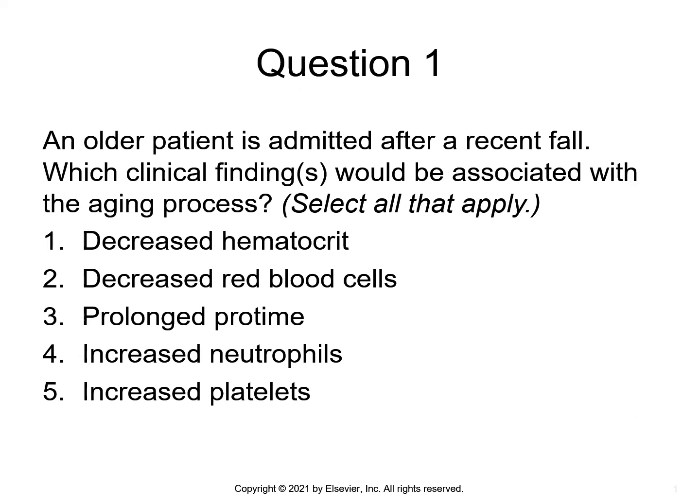An older adult is admitted after a recent fall. Which clinical finding would be associated with the aging process? Decreased hematocrit, decreased red blood cells, a prolonged time, increased neutrophils, increased platelets. The correct answer is number 1 and 2.